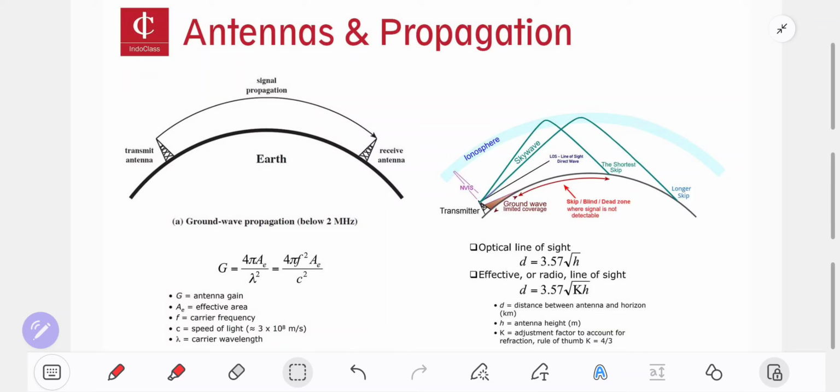In the class today, we are going to learn about antennas and propagation. Antenna is a transducer. It is used for emitting or receiving electromagnetic waves.